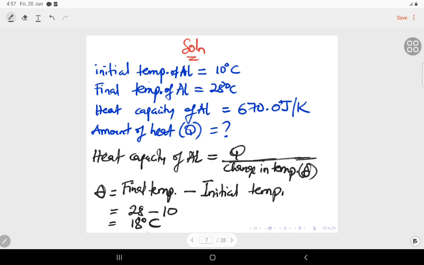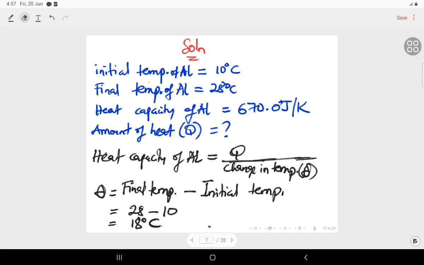Don't forget this. Temperature change in degrees Celsius and temperature change in Kelvin are the same. Still temperature change. So there is no need converting this one to Kelvin. Though the heat capacity is given in Kelvin, you don't have to change the temperature change to Kelvin. Don't worry with that.